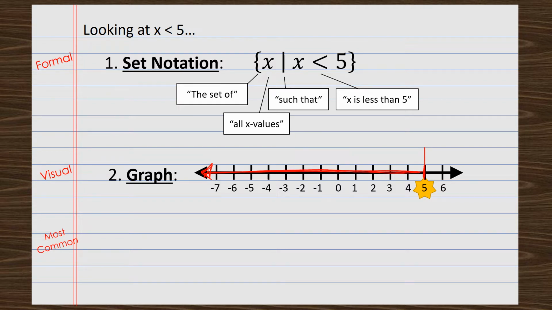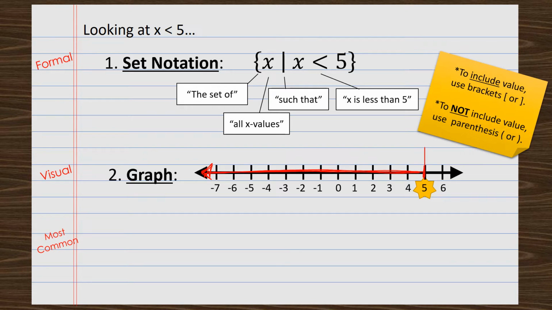Now we have the use of new symbols. If we want to include the value 5 in our solution, we would use brackets. If we do not include the 5, we need to use parentheses. And so if we go back and look at our inequality, less than means we do not include it, so we are going to have to use parentheses. Now, you want the parenthesis facing the direction it's shaded, which means we're going to use the closed parenthesis. So we put a parenthesis on the number line right there, facing our shaded direction, and that is our graph of the solution set.